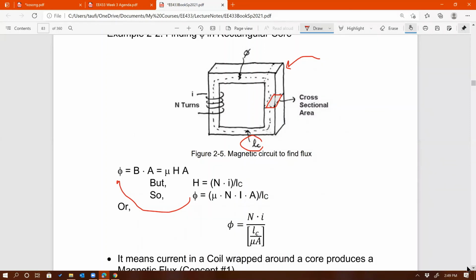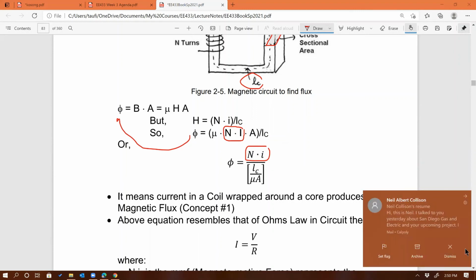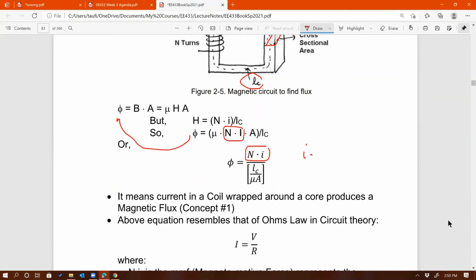Okay. And remember that flux is analogous to current, right? So we know that Ni is our voltage, quote unquote. So that's our MMF right there. So therefore, if we use the analogy that I is analogous to flux, then I is equal to V over R, right there.